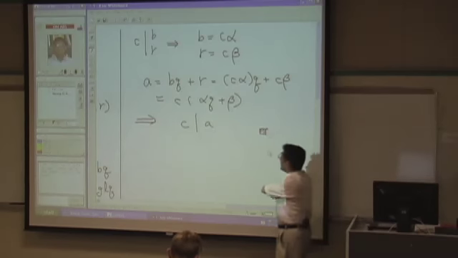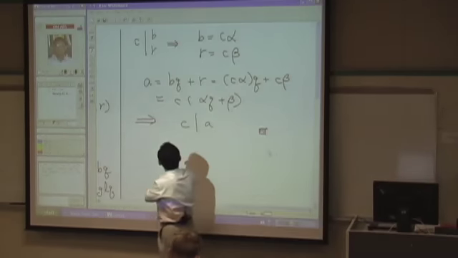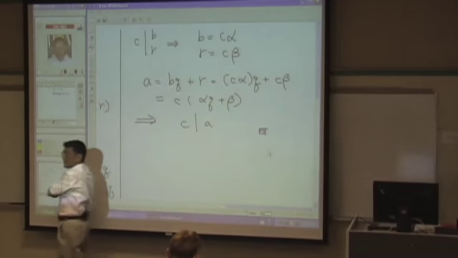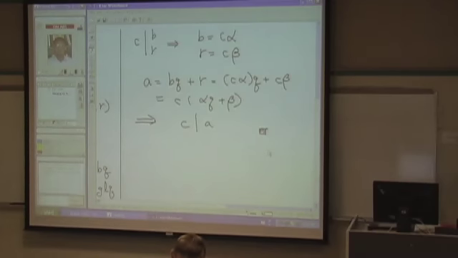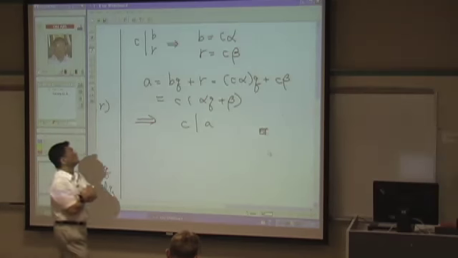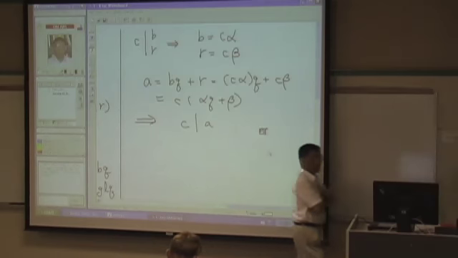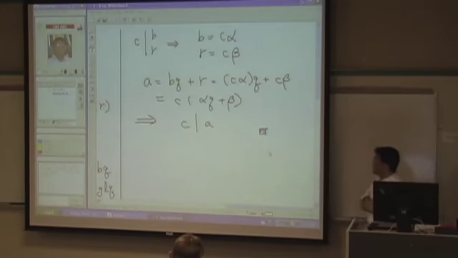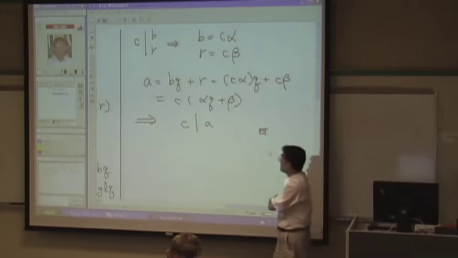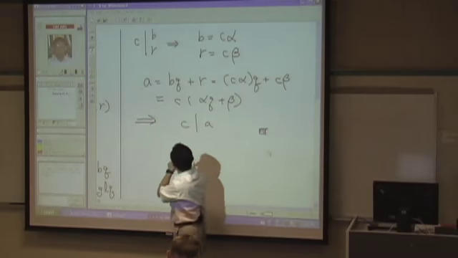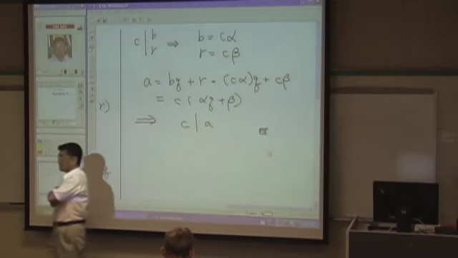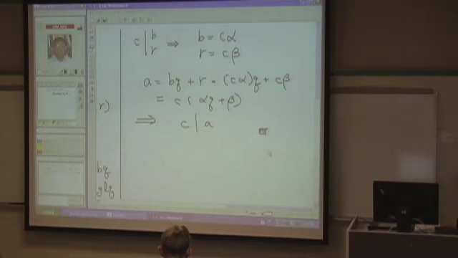So I showed that if C divides B and R, then C should divide A. That means C should divide everything: A, B, R. Any questions? So exactly the same as the previous thing, except the change of letters and signs, right? Addition or subtraction, that kind of change.